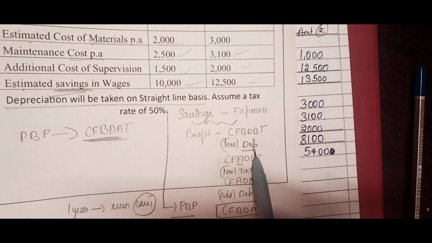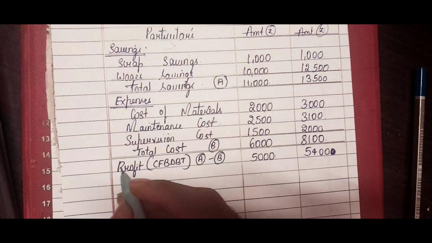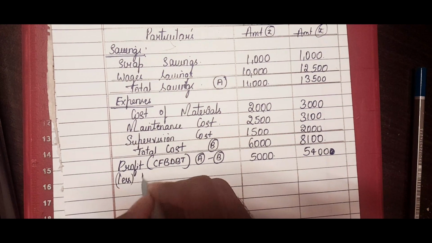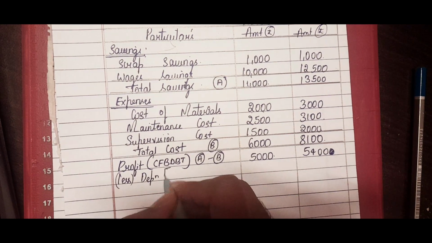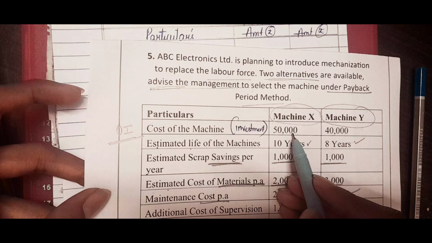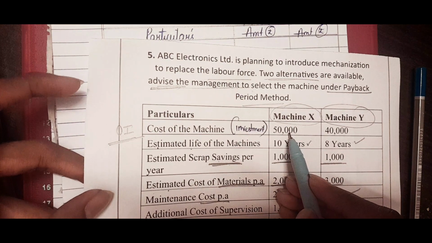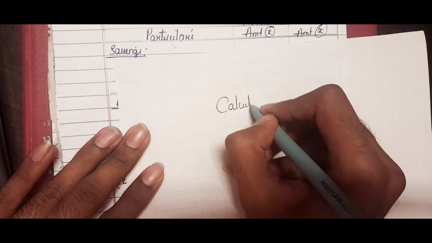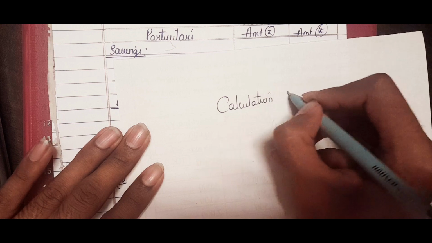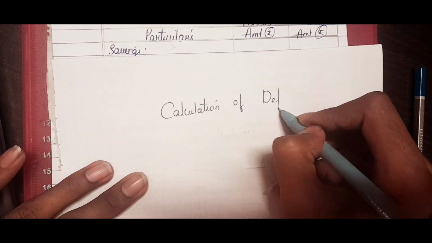From that first we need to deduct depreciation. Less depreciation. Now what is the value of machinery? Machinery X is 50,000. So depreciation separately I will calculate. Calculation of depreciation.